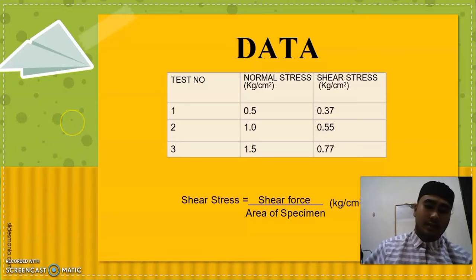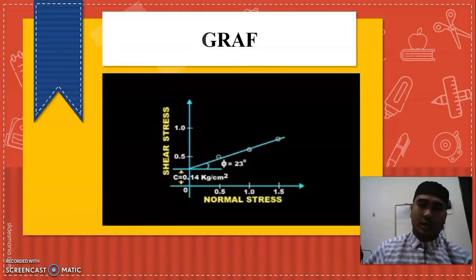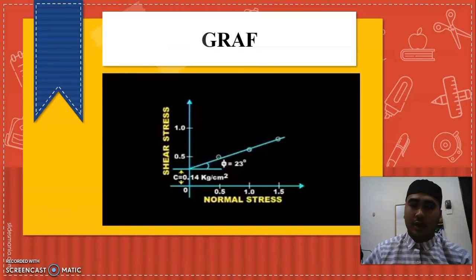Next, the graph. This is the graph of shear stress against normal stress, and the value of the friction angle is 23 degrees, and the value of the cohesion is 0.14 kilogram per centimeter square. That's all for me, and thank you.